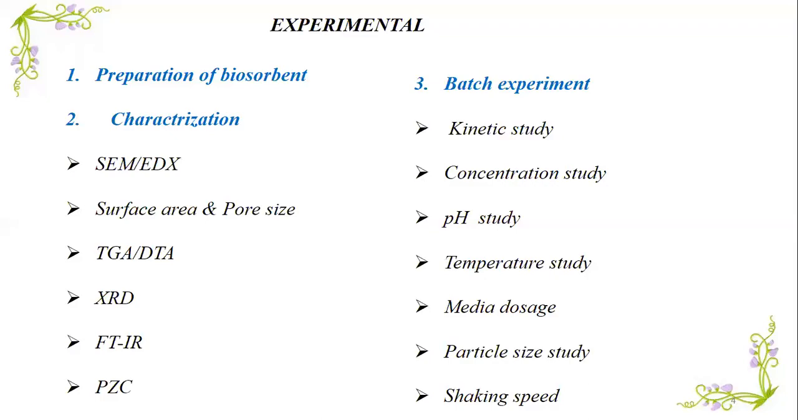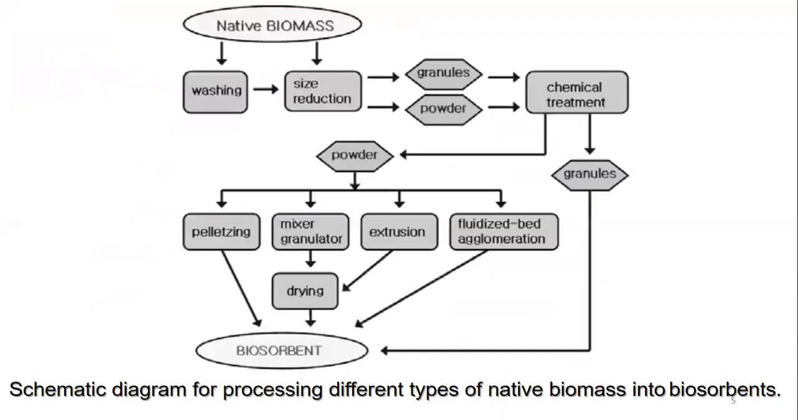Now let's start our journey, one by one. Let's start from the preparation of the biosorbent. The first thing is that we take a native biomass, for example peanut shells, almond shells, any plant material or skin, or orange peel, or any biomaterial. So what are the steps that you use?